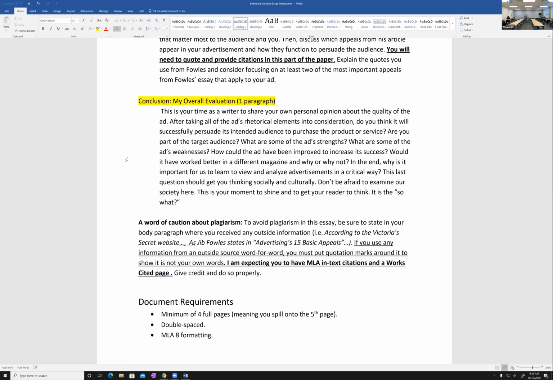Okay. And then one really crucial part is the critical thinking, which is, you know, why is it important for us to learn and view and analyze advertisements in a critical way? So think about that both socially and culturally.